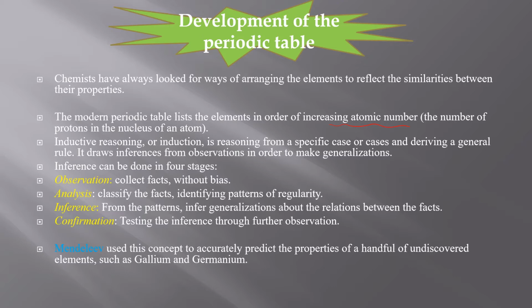Now, there's a little bit here about creating inferences and so on. We observe things, we collect facts, we analyze those facts and start to identify some patterns across different observations we have. From that, we will infer a reason for something occurring, and then we confirm it with a test.